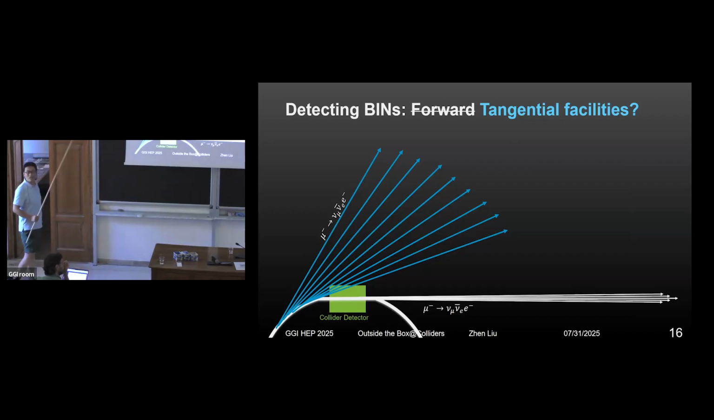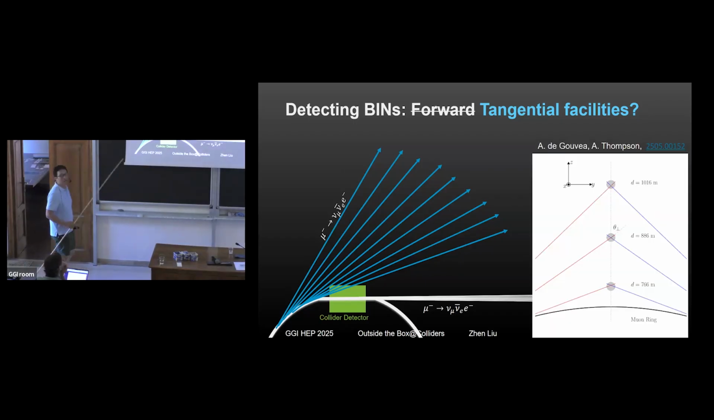But for us to think outside the box, I'm going to point out there's a tangential facility we can imagine. It's a circular collider. The muon decays tangentially, and there's a whole flux of neutrinos going in a tangential direction, and some of them will enter our collider detector as well. And that is non-negligible. In fact, it's so sizable that it becomes quite interesting.